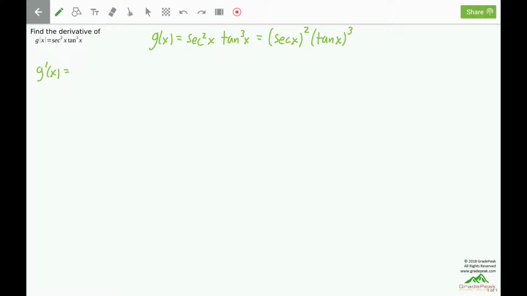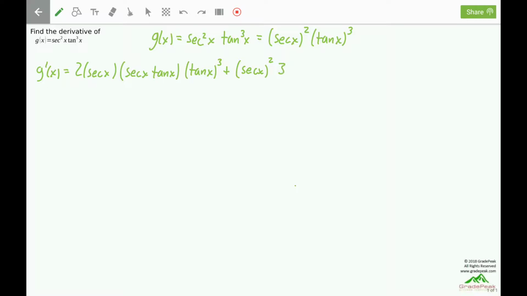And the product rule is the derivative of the first, secant x to the square. We start with the square. We bring the 2 down. We leave the inside alone. We subtract 1 from the 2. That gives us a 1. And then we multiply by the derivative of the inside. The derivative of secant is secant tangent. All of that's the derivative of the first times the second left alone. And then we add to it the first left alone, so secant x squared, times the derivative of the second.